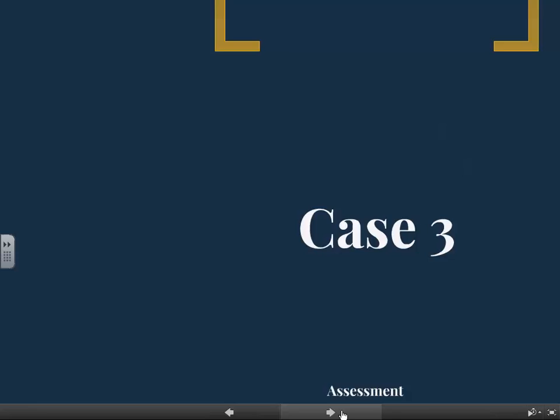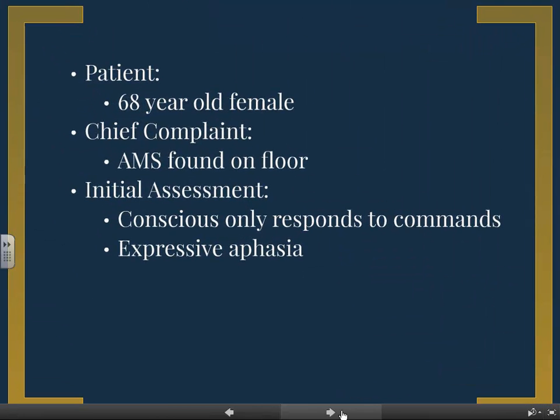Case 3. 68-year-old female, chief complaint, altered mental status, found on the floor. Conscious, only responds to commands. She has some expressive aphasia. Given what we talked about earlier, don't shout it out, but you could already be thinking about where I'm going with this.